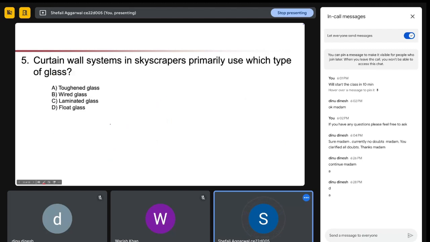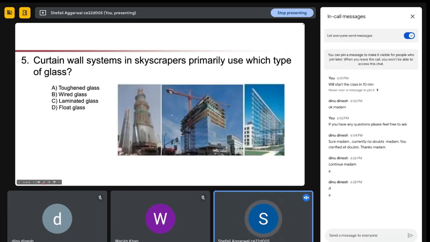Okay, so the next question is, curtain wall systems in skyscrapers primarily use which type of glass? Teflon glass, wired glass, laminated glass, or float glass? So this is, sorry, picture quality is not good. So this is a type of curtain wall system.